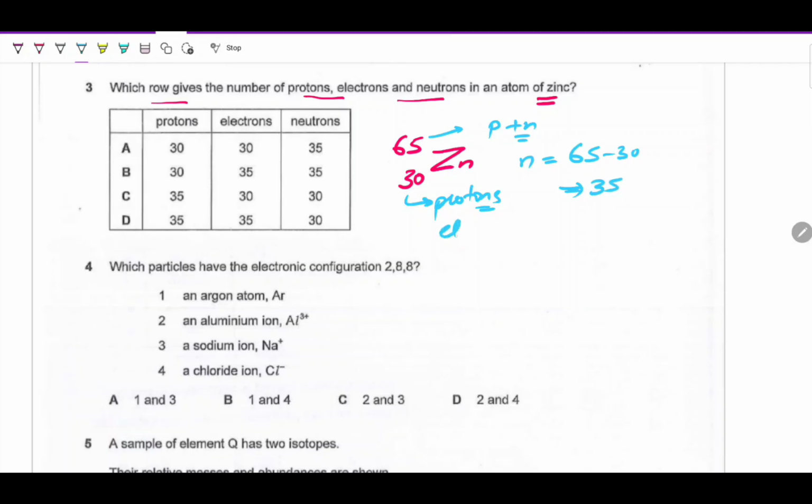Protons 30, electrons also 30. Why? Because it is a neutral atom. So protons 30, electrons 30 and neutrons 35. The answer should be A, but we will look at the other options also. The others, 30, 35, no, wrong. 35 wrong, and 35, 35 wrong. Okay, therefore the answer for question number 3 will be A.